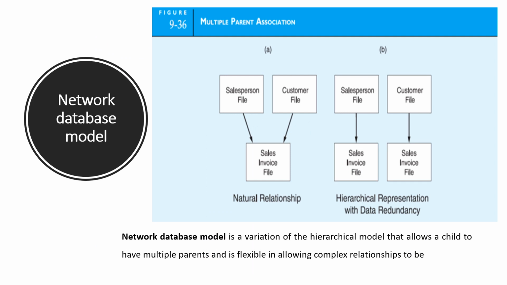Then we have the network database model. You can see here the multiple parent association, where one child file can have more than one parent file. That's the main difference from the hierarchical model. Here you see the hierarchical database model, where each child has one parent, whereas in the network database model we have multiple parent files. That's something about modeling and so on.